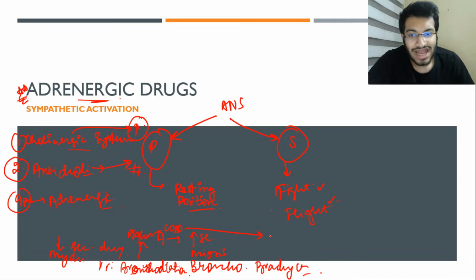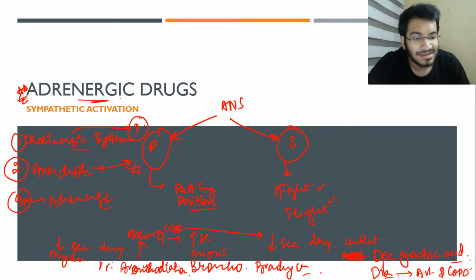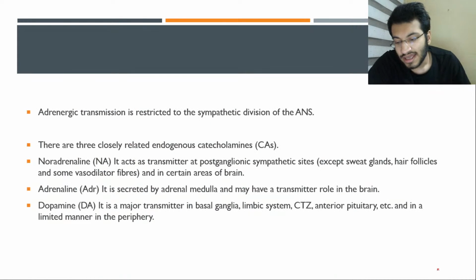So anticholinergics are the drugs that decrease the secretions, that cause dry mouth, that cause urinary retention. They are used to decrease the gastric acid as well. Then they are used to dilate the bronchus in the asthmatics and COPD patients.